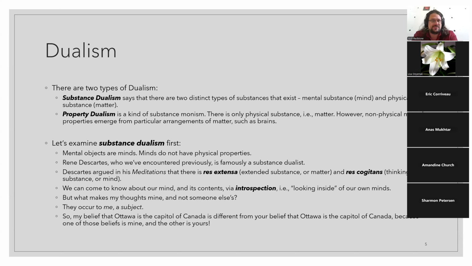First, we're going to go with substance dualism. So mental objects here are minds or souls. Minds do not have physical properties, and the physical doesn't have mental properties. And Rene Descartes is probably the most famous substance dualist because he initiated it.